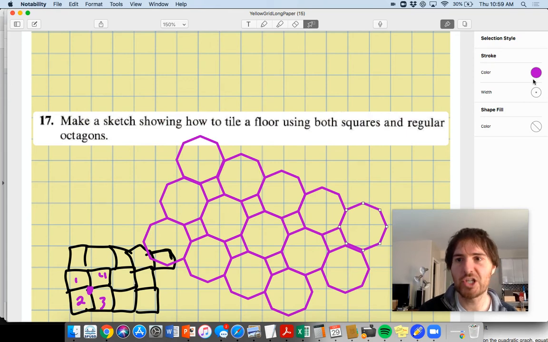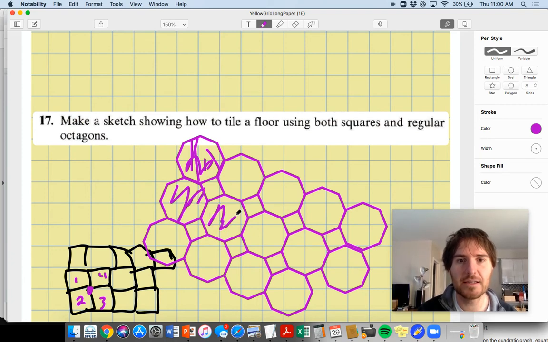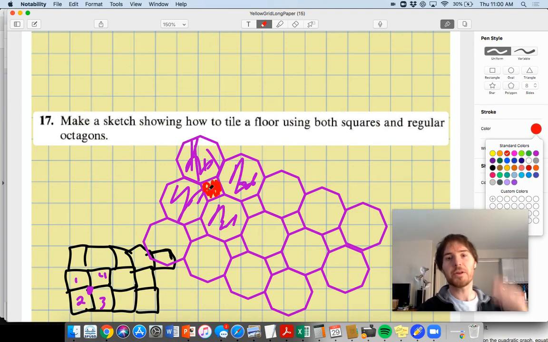It says make a sketch, and that's all you got to do. So let's see here if I can really highlight it. Here we have octagon, octagon, octagon, octagon, and here, in case you missed it, there's our square. So pretty cool design, right?